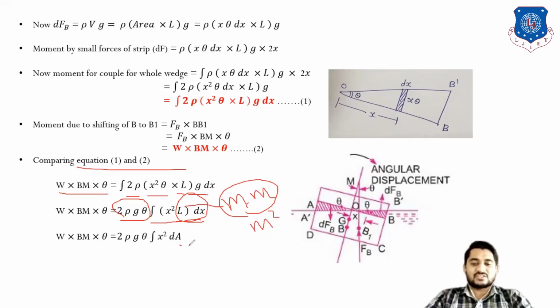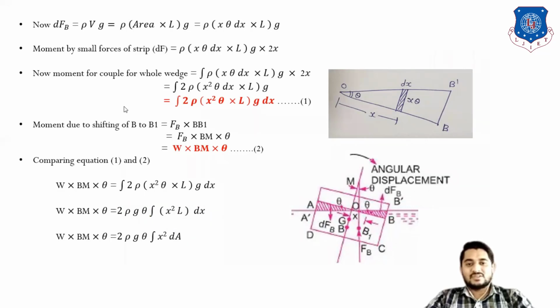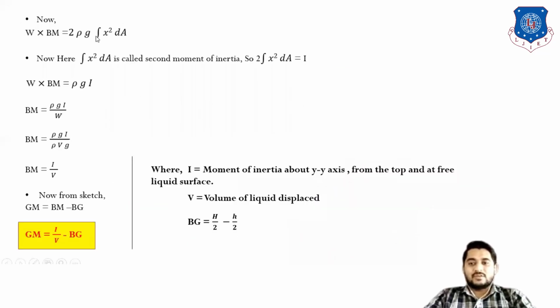So let us put dA instead of L into dx, meter square. So this will be our equation. Now W into Bm is equal to 2 rho G x square into dA. Theta got cancelled on both the sides. After that, integration of x square into dA, we have already learned about it. It is called the second moment of inertia, so it will be represented as I.